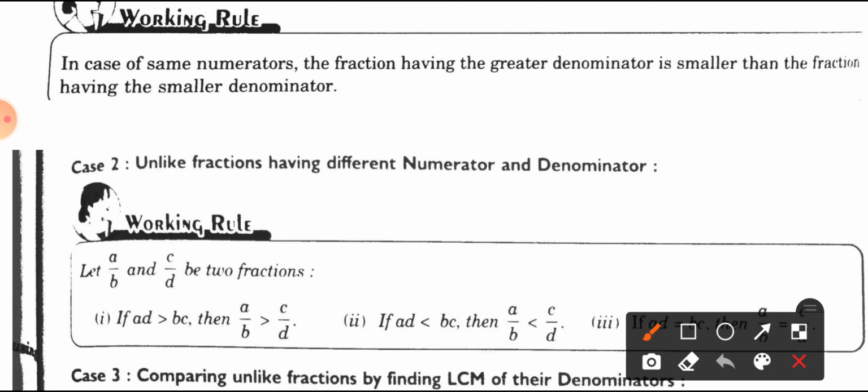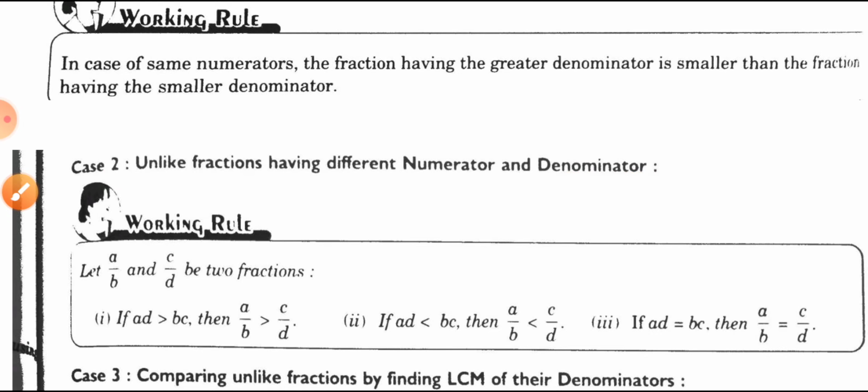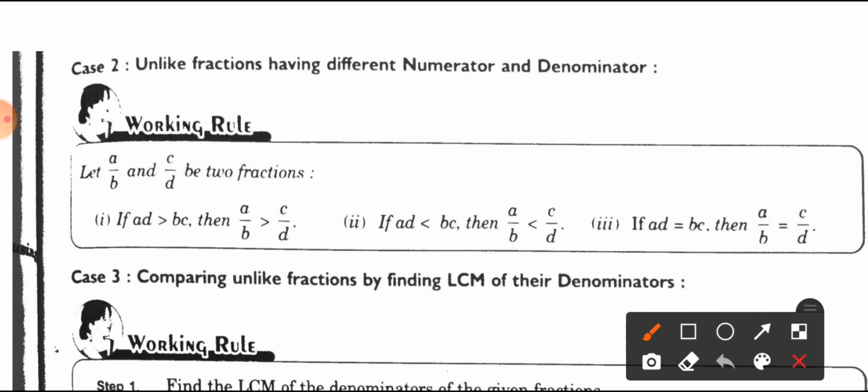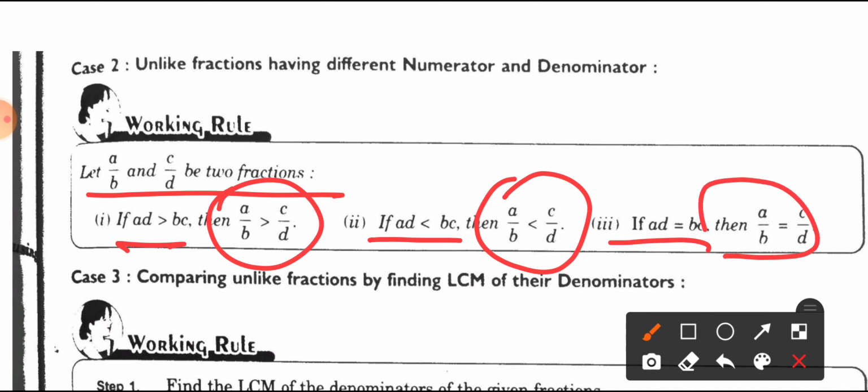Then case 2, if they have both numerator and denominator different, then how to compare? Again a general form is given. Let A by B and C by D be two fractions. If AD is greater than BC, then A by B is greater than C by D. If AD is less than BC, then A by B is less than C by D. If AD is equal to BC, then A by B is equal to C by D.